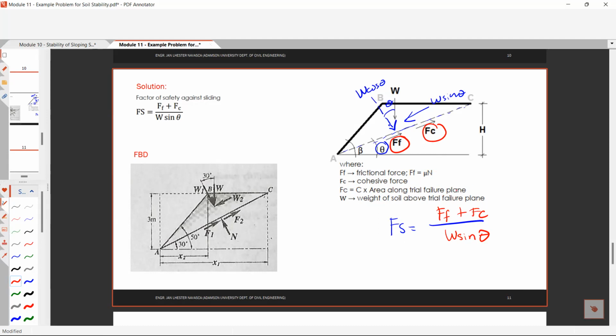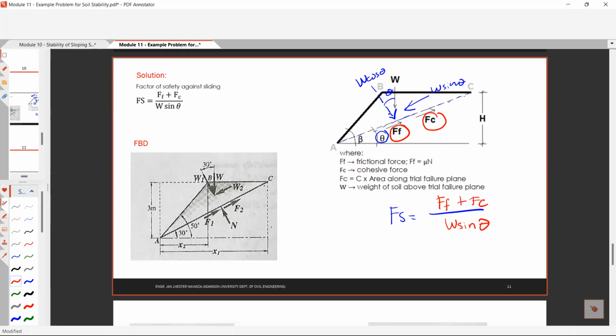Okay, so that is this one. So yung free body diagram natin, yung complete free body diagram natin is W2, ito. This is equals to W sine theta. W1, that is W cosine theta. Also, you have an angle 30 degrees over here.